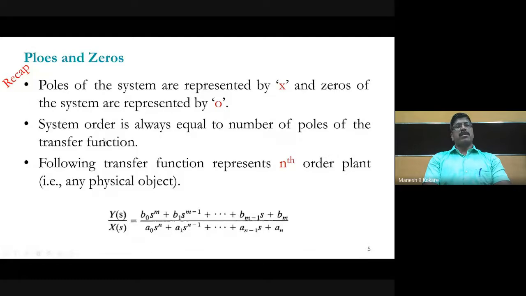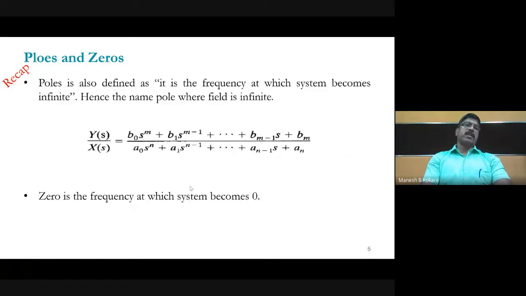System order is nothing but the maximum order, or highest power of s, in the denominator. So system order is equal to the number of poles of the transfer function, and this transfer function is of nth order because the highest power of s is n. That's why this system is considered an nth order plant or nth order physical system. That is what we studied in yesterday's talk.